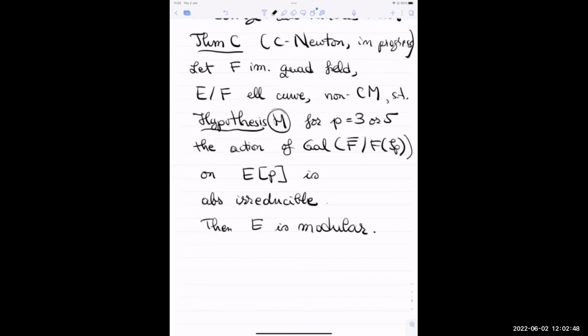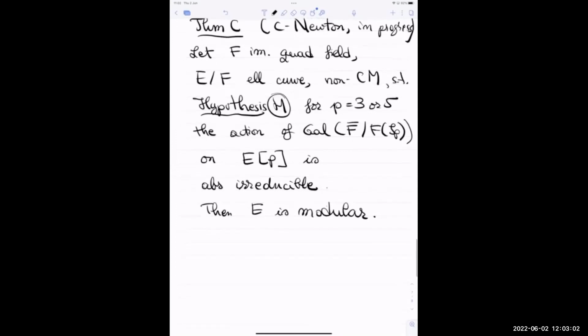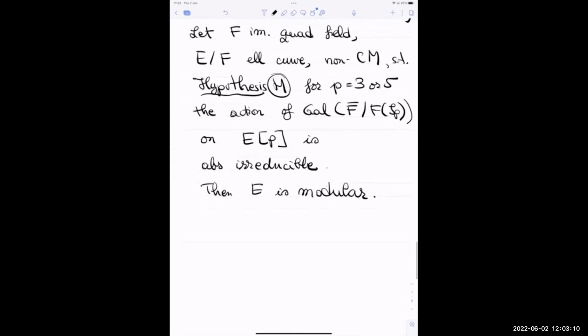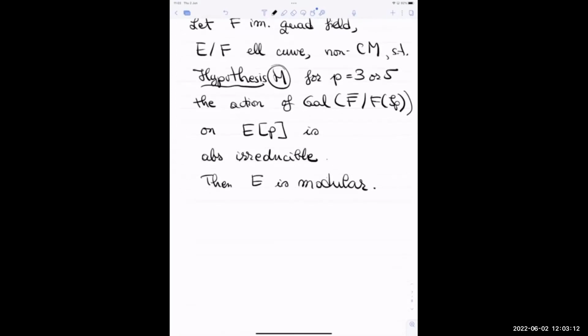So I can first make a few remarks about this theorem, what was known before, and what's the most that we hope to prove at the moment. And then I'll go back through the steps in the modularity argument and tell you what changes there are.